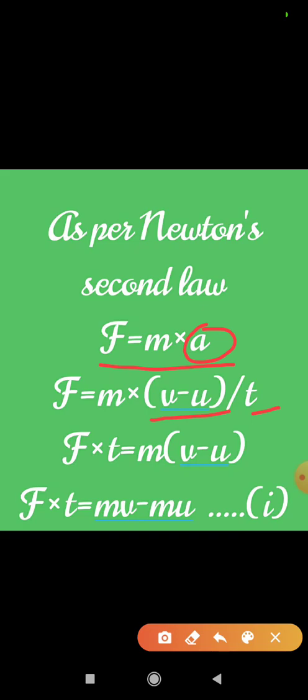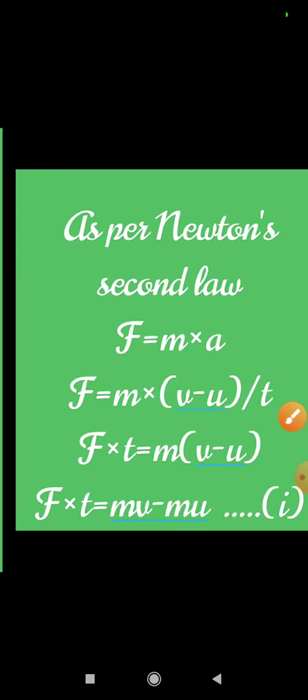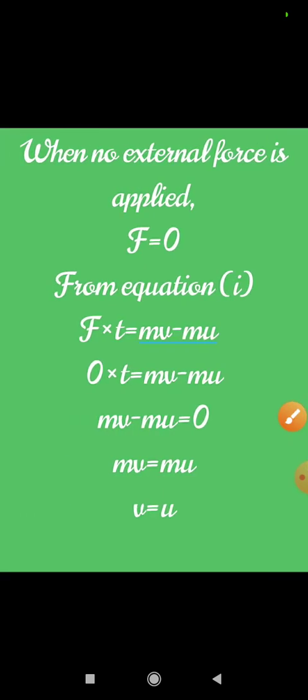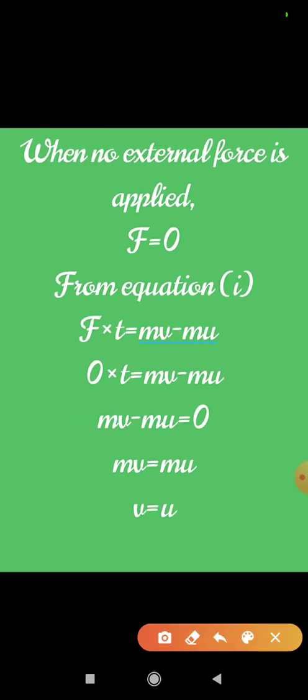Now in the next step, this t can be shifted to this side. So it will come as F into t is equal to m(v minus u). Ft will be as it is, and this will open up as mv minus mu. We got this with the help of Newton's second law, and we consider this as equation number 1.